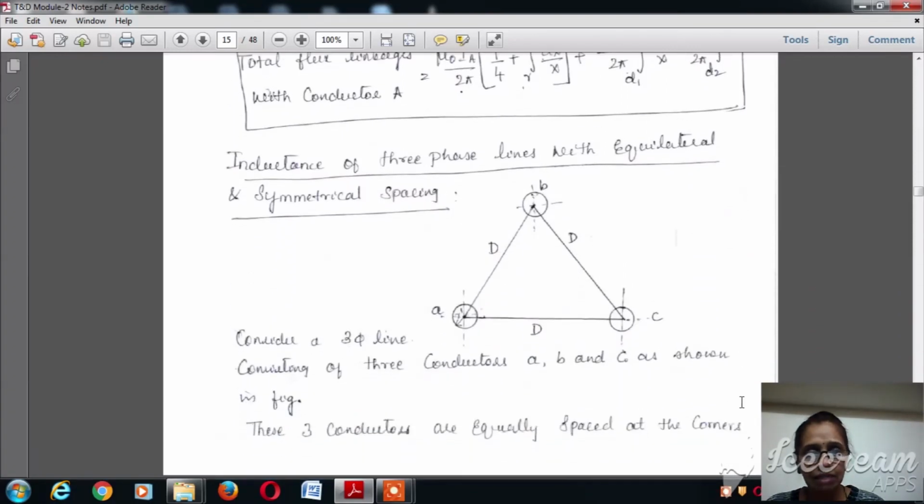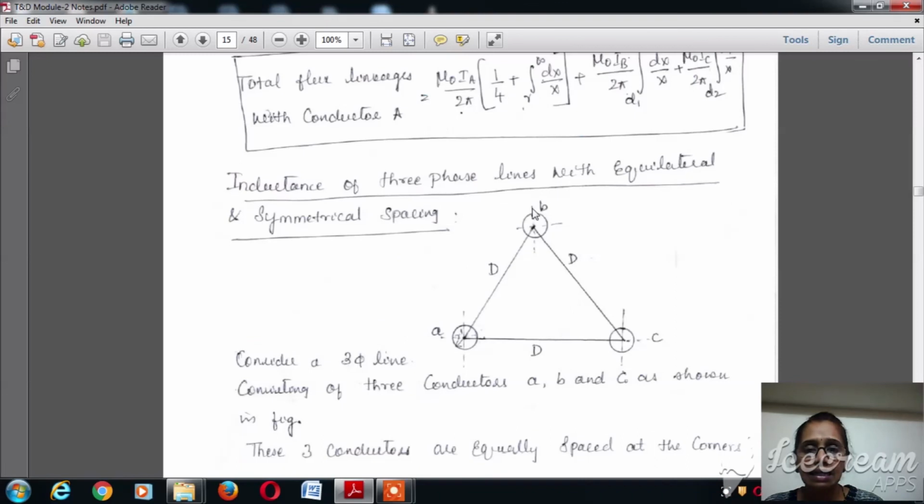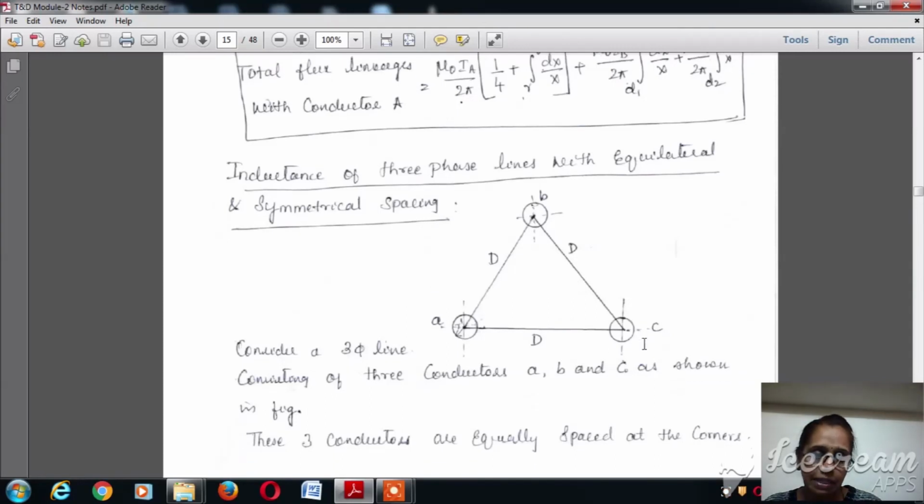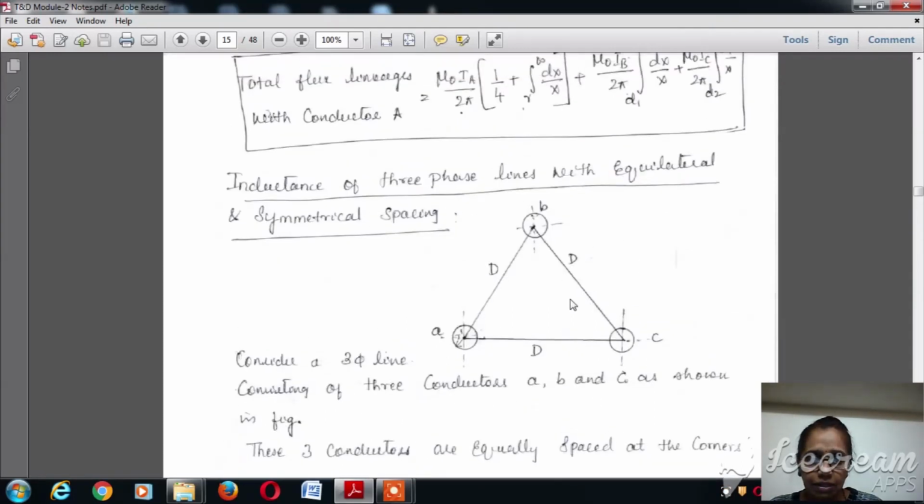Now let's consider the inductance of the three-phase lines when the conductors are at an equilateral distance, that is, the conductors are symmetrically spaced. Equilateral means the distance between each one of the conductors is the same, and we consider an equilateral triangle where the conductors are placed at the corners of the triangle and the distance between each one of them is equal to d.